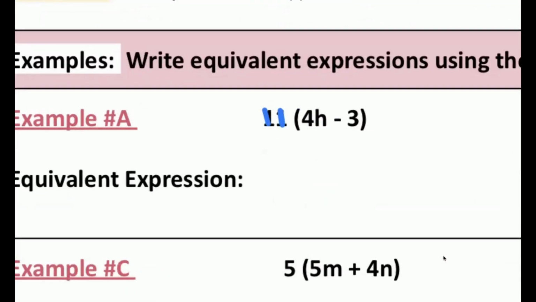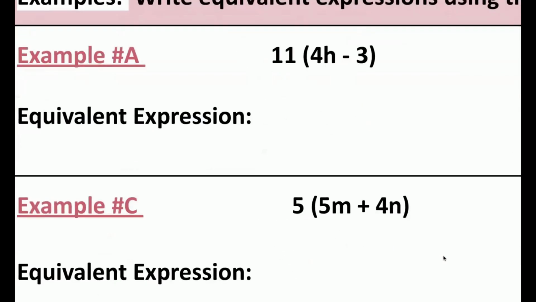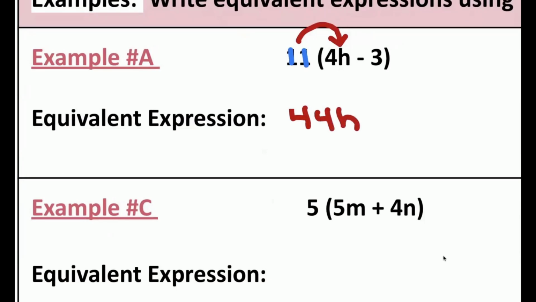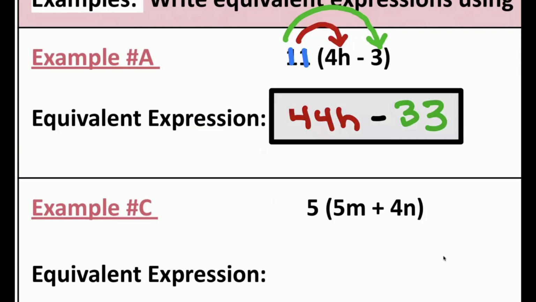Let's look at example A. We have 11 on the outside of our parentheses. That's our coefficient. We're going to do 11 times 4h, which is 44h. I'm going to bring down my minus, and then you multiply the coefficient times the second number as well. 11 times 3 is 33. So this would be my final answer, 44h minus 33. Go ahead and try example C on your own, then come back to the video.